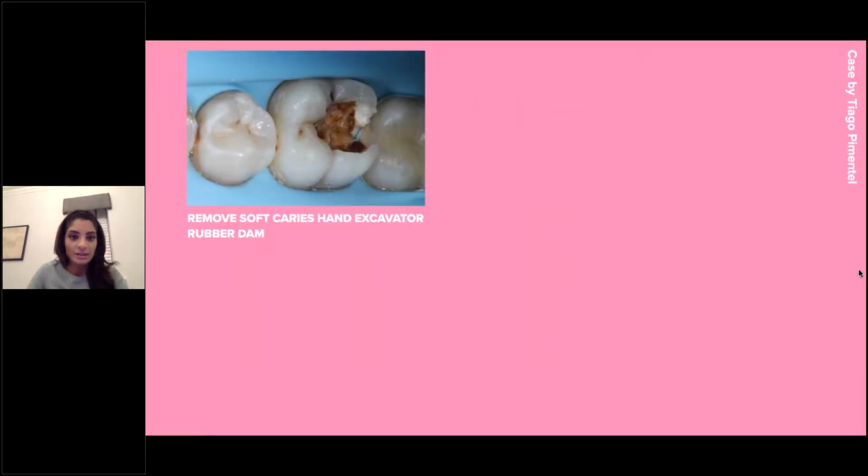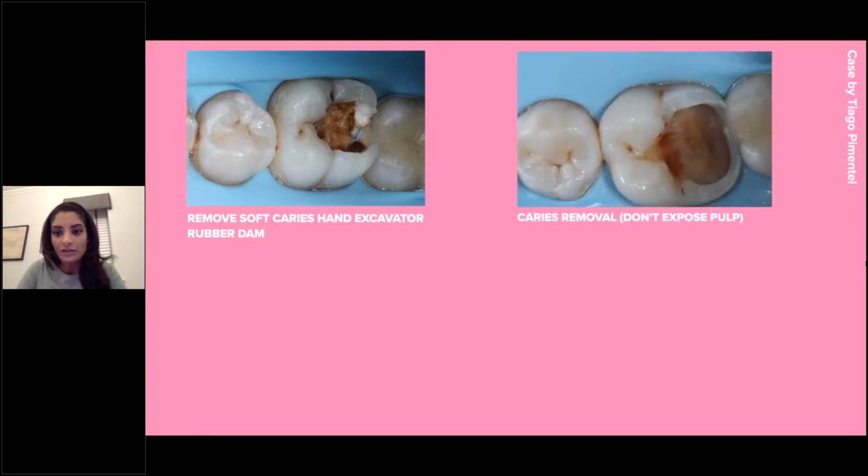So what they initially do is remove any soft caries with a hand excavator. Once that's done, they put a rubber dam on. So you can see here, this is still very carious, but all the very soft, significant amount of caries has been removed. After the caries has been mostly removed, they make sure that they don't expose the pulp at this stage.